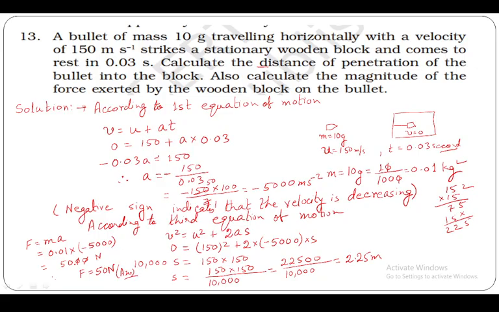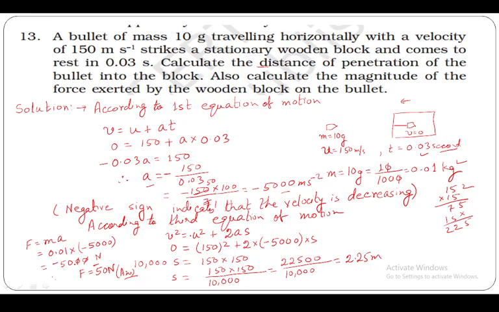Again I am explaining here. According to the first equation of motion, v equal to u plus a t, since it is at rest, v is equal to 0, u is equal to 150, and t is 0.03, which is given. Therefore, the value of a we got is minus 5,000 meter per second square. The negative sign indicates that the velocity is decreasing. Here also there is a negative sign. F equal to minus 50 Newton means it opposes the motion of the bullet. Negative sign means opposite in direction, the force acts in the opposite direction. That's why it is negative.